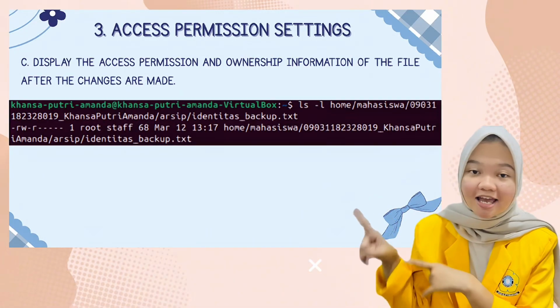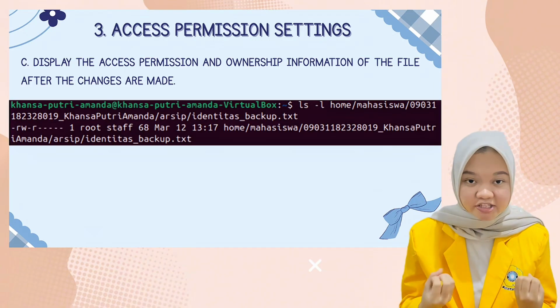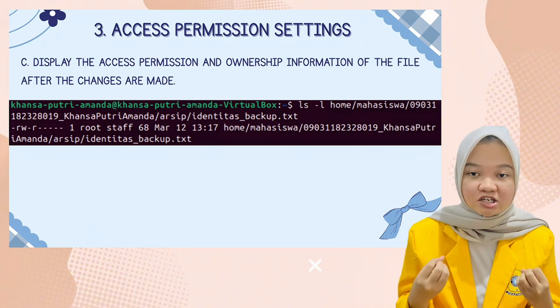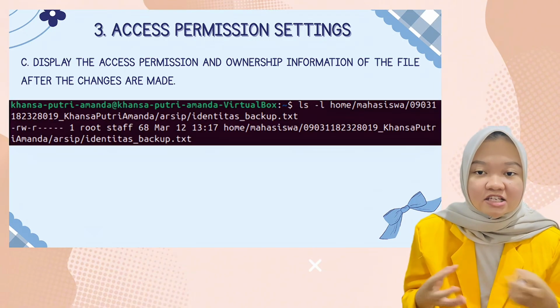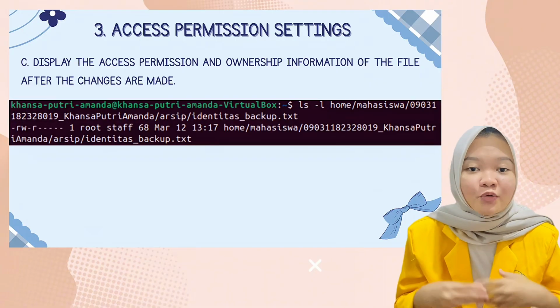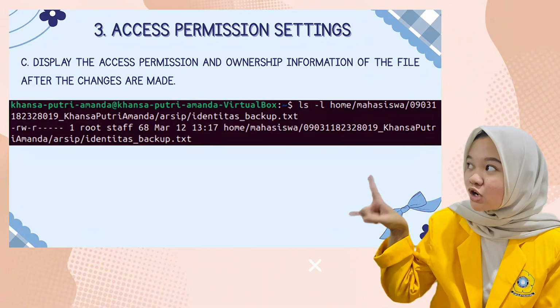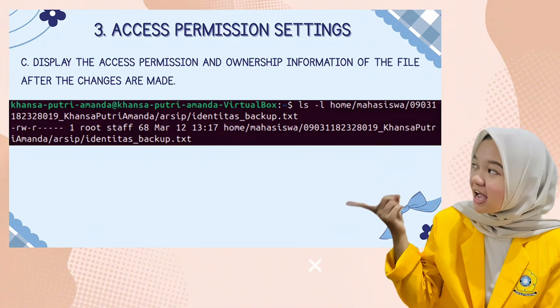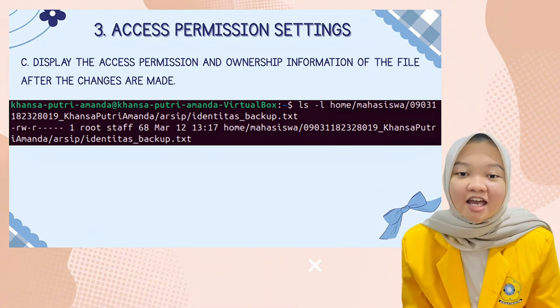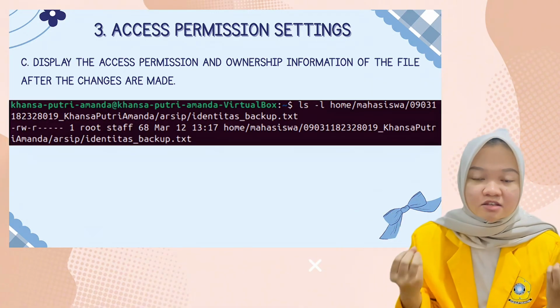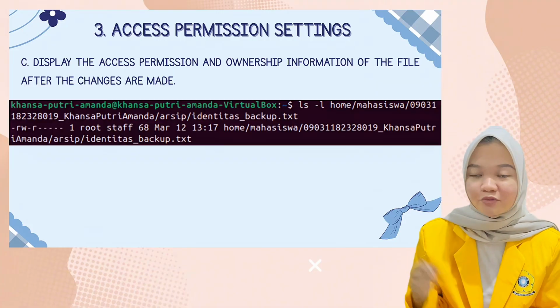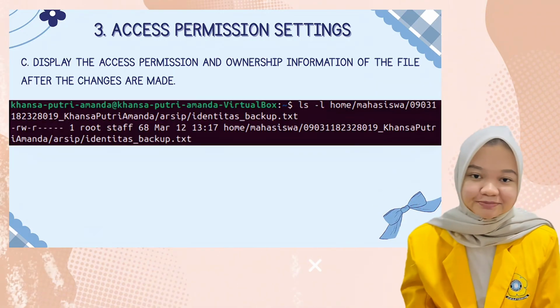Part C. Display the file's permission and ownership information after the changes are made. To ensure that the changes have been successful, we can check the information with the command ls -l as in this PowerPoint. The output will show that this file is now owned by root, along with its permissions.